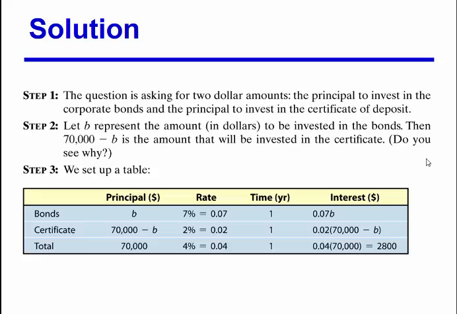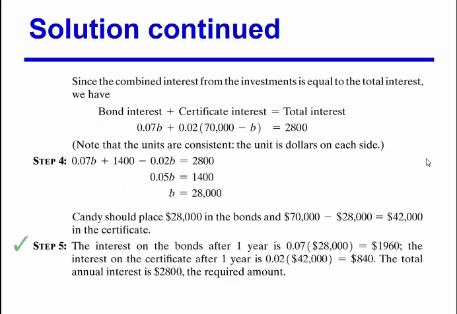So we have a total of, we want 4% rate, 70,000. So we want the 0.04 times the 70,000 to be equal to the $2,800. Since the combined interest from the investment is equal to the total interest, we can set this up equal to the total amount that we want to get in return, which is the $2,800. So now the units are consistent. It's dollars on both sides.